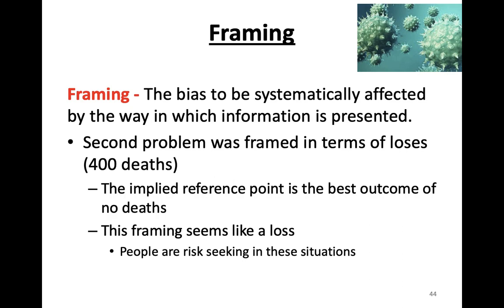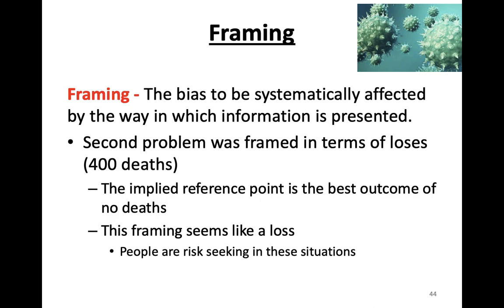Now the second problem is framed in terms of losses. Okay, that's framed in terms of the 400 deaths. So the implied reference point is then the best outcome of no deaths. So when you start saying, well, there could be 400 deaths, our minds say, yeah, but the best outcome is that there could be no deaths. So in this way, this framing seems like a loss, like we've got a sure loss. And when we know that we've got a sure loss, what the research demonstrated is that people are more risk-seeking.